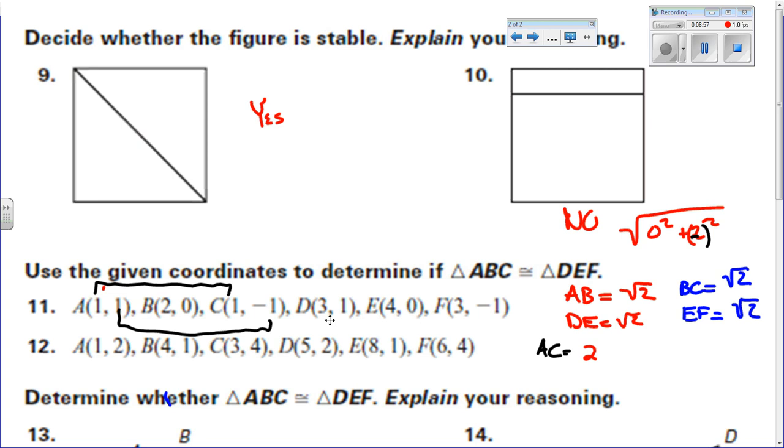Let's try DF. DF goes over 0 and down 2. So DF is also going to be 2. Since AB and DE are the same, BC and EF are the same, and AC and DF are the same, this would be, yes, true.